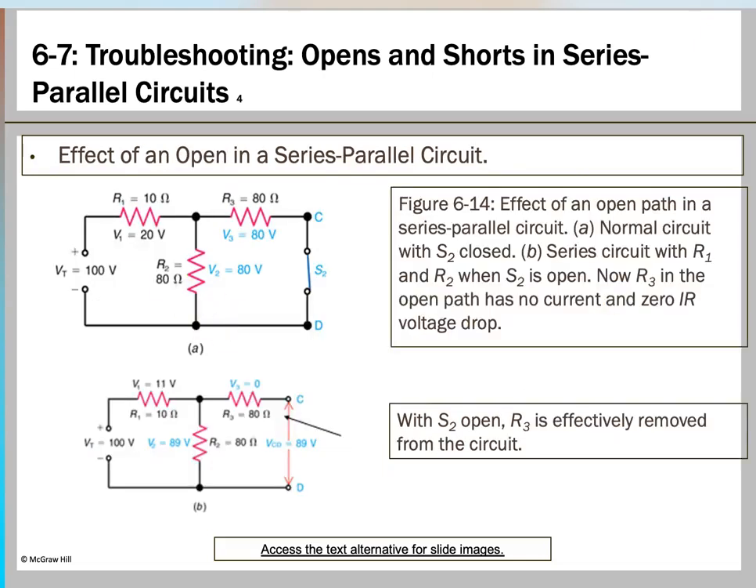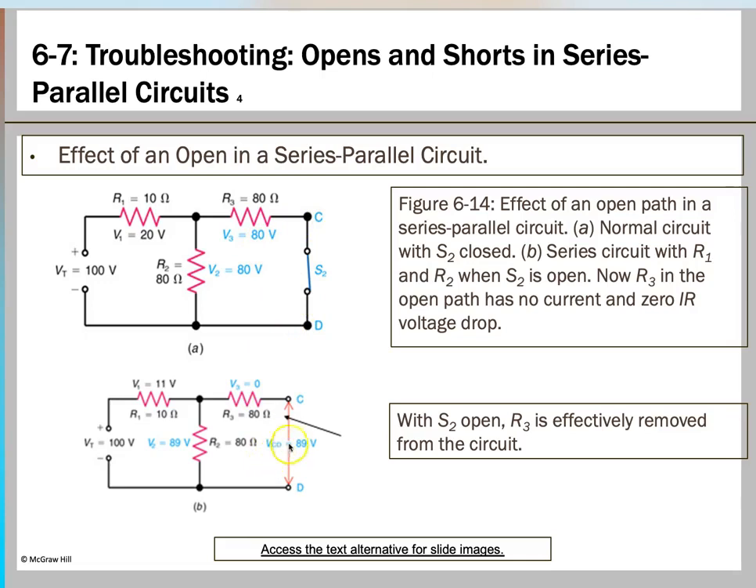Now, the effect of an open in a series-parallel circuit. So this is the series-parallel combination of the circuit, and S2 is the switch. When the switch is closed, the current will flow through all 3 branches like this. And when the circuit is closed, you will have some voltage across the CD terminals, which is the voltage across these 2 points. V3 is 80 volts, so you are going to get the same voltage, 80 volts.